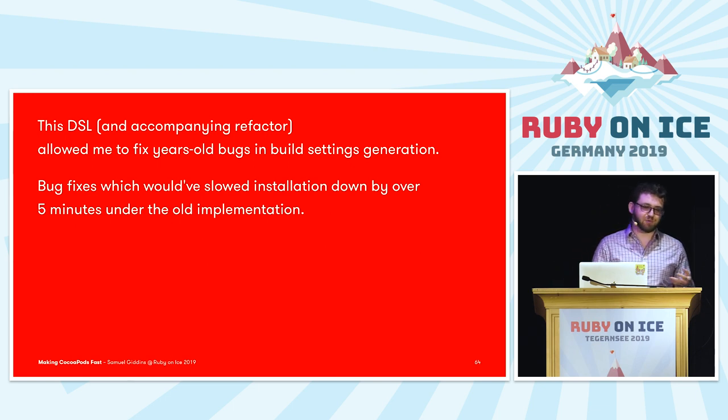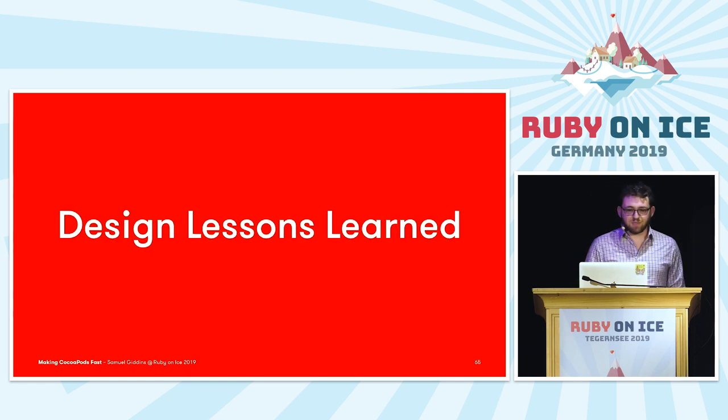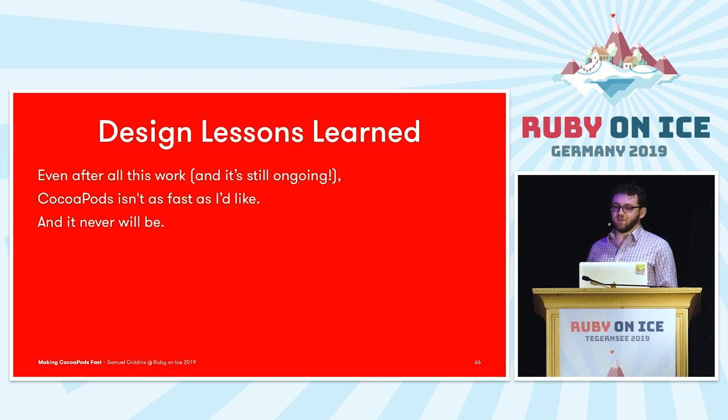So that was one particular thing I did for CocoaPods performance. That was the tooling bit. And now we get on to the engineering bit. So even after all this work, and this work hasn't ended, we're still trying to improve CocoaPods' performance. CocoaPods still isn't super fast when you hit the sort of scale that Square is at, something like 395 pods that we install. And it never will be fast enough, most likely, if only because I'm the person in charge of making it fast, and I'm not that great at it.